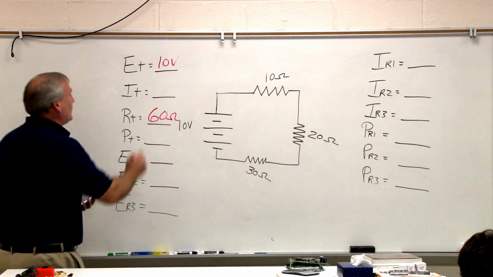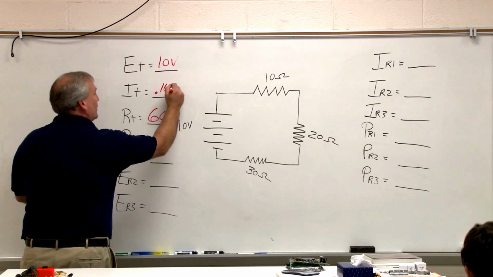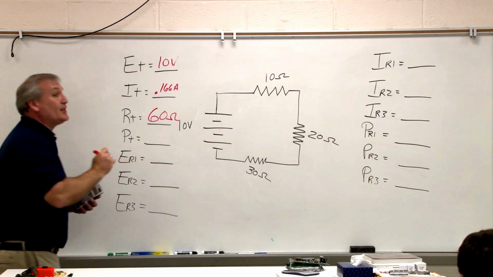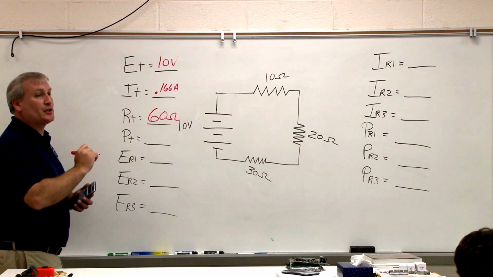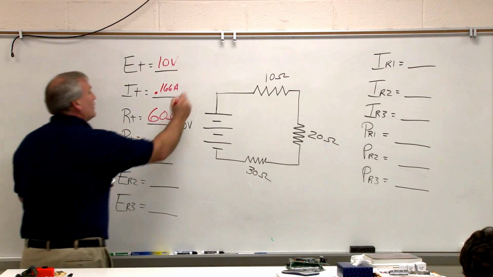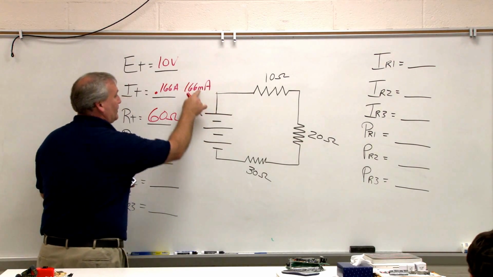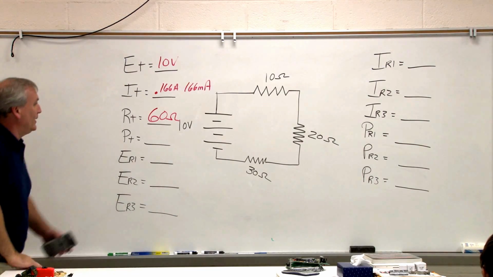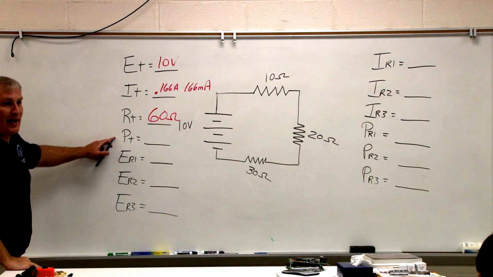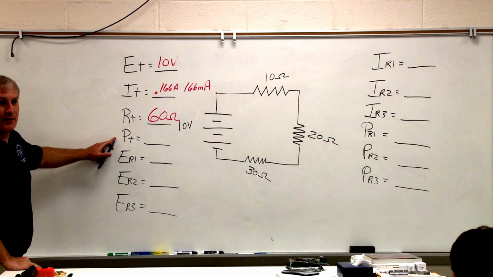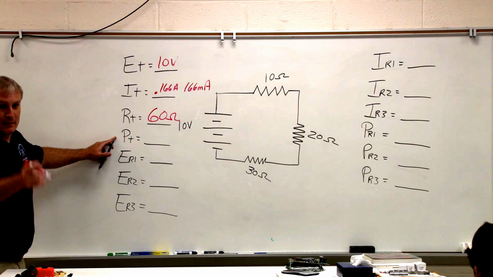Yes. 0.166 amps, which is the same as, what's the correct way to express this, Seth? 166. Very good. Using engineering notation, it's 166 milliamps. Little m, capital A. What is our formula for power? Somebody other than Seth. David?